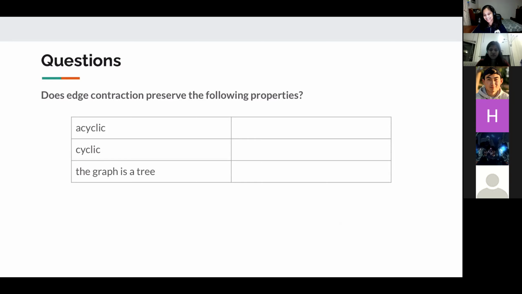Yeah, okay, so let's talk about the first one. So the first one is yes, because I guess the way I think of it is you're not adding edges when you do edge contraction. The third one is also a yes.